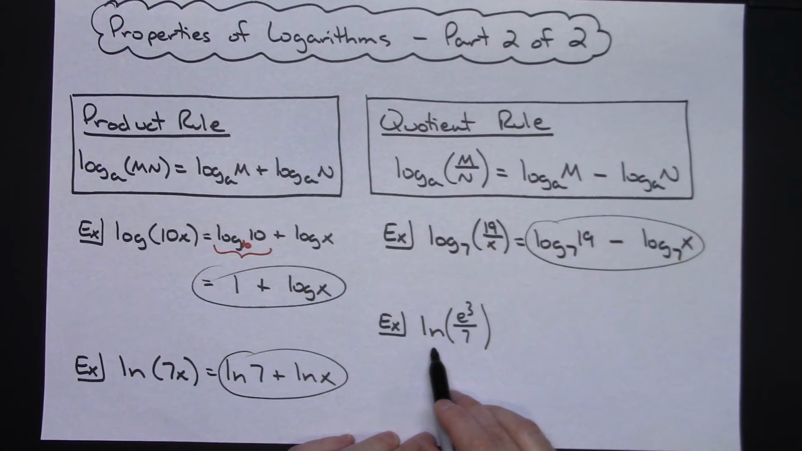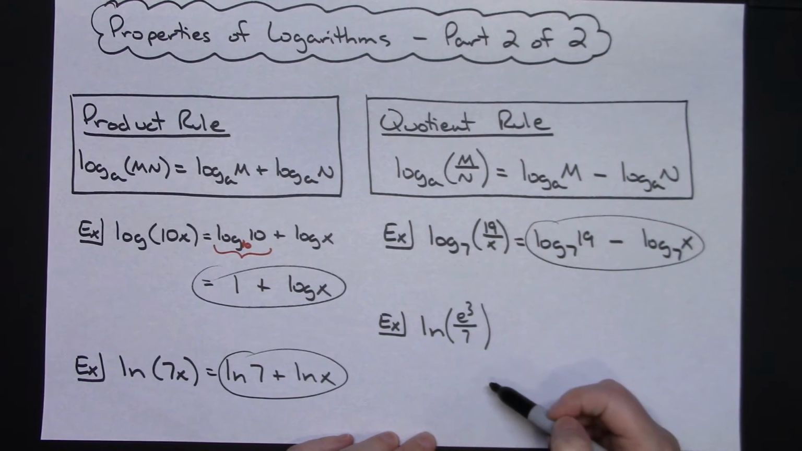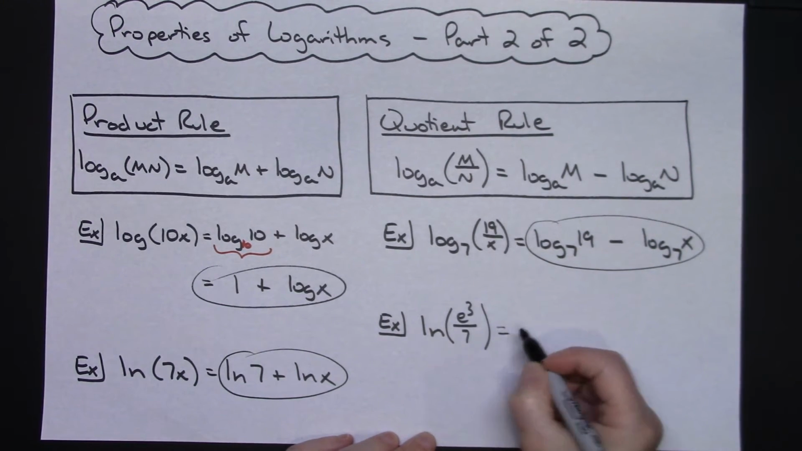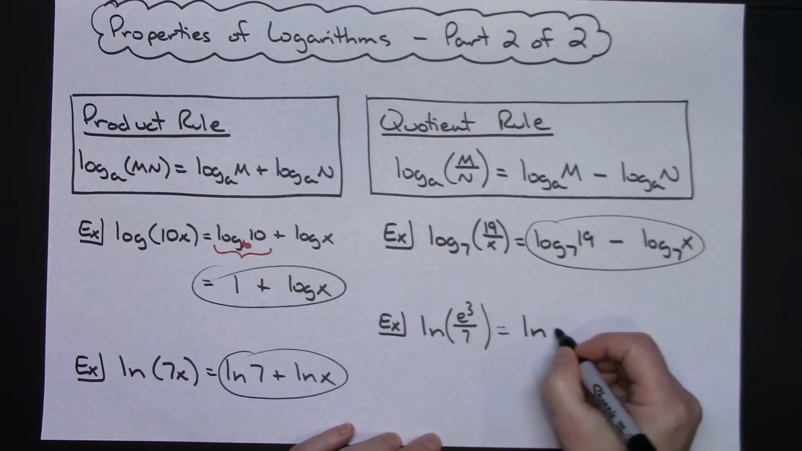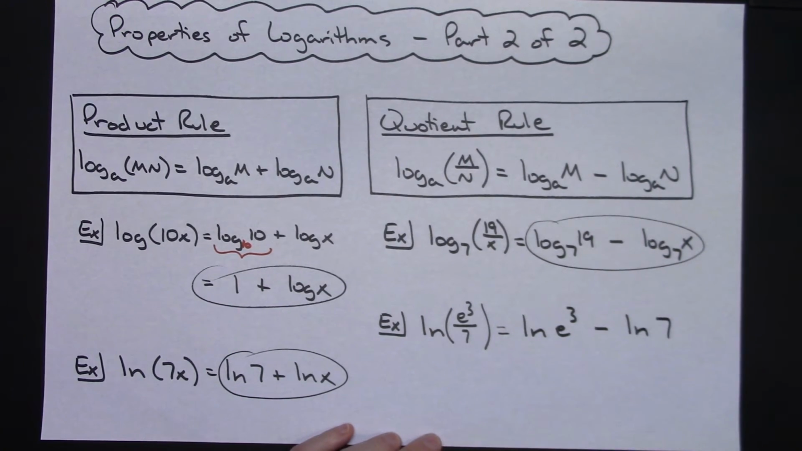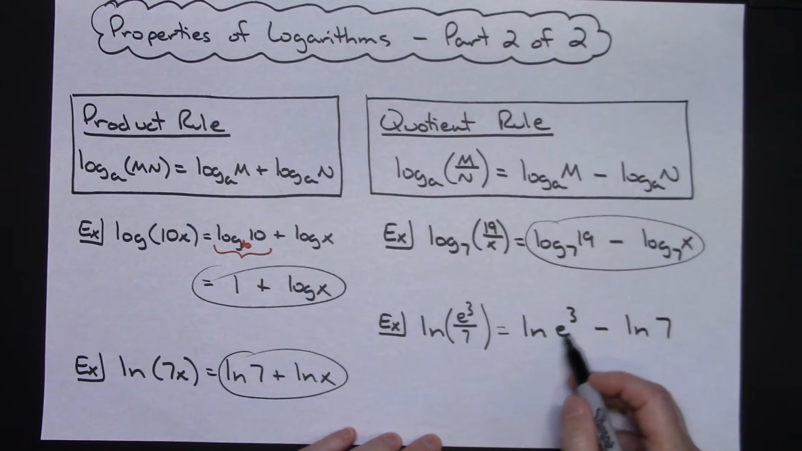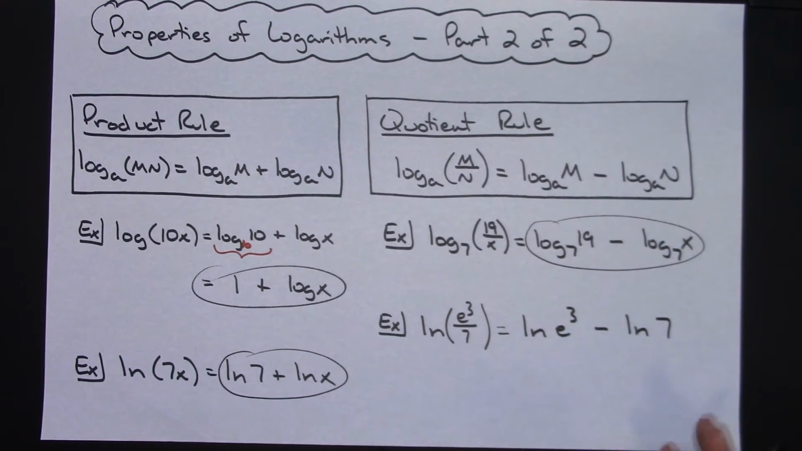It works with natural logs as well. Natural log of e to the 3rd divided by 7. I have a quotient going on here, so by the quotient rule, I can rewrite this as the natural log of e to the 3rd minus the natural log of 7. Now this one you might not realize really quickly. You can evaluate this kind of easy. Depends on what you want to do.